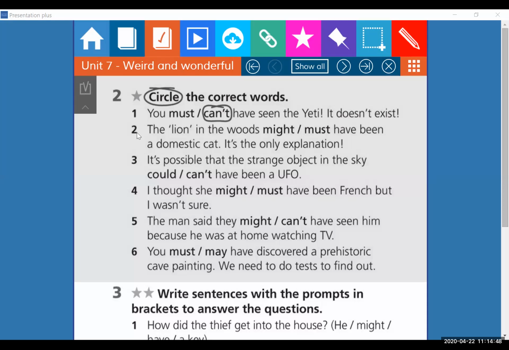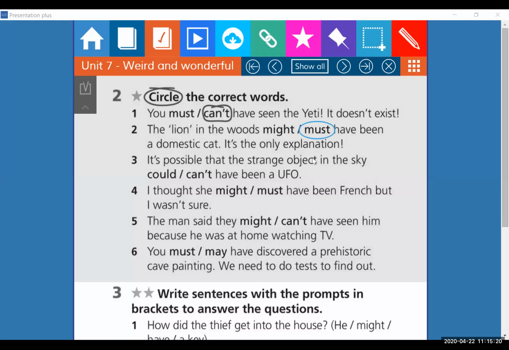The lion in the woods might have been or must have been a domestic cat. It's the only explanation. Remember, what should we use for the only explanation? I see some of you are writing must have been. Okay, so must have been, because it's the only explanation that it happened, that it existed.